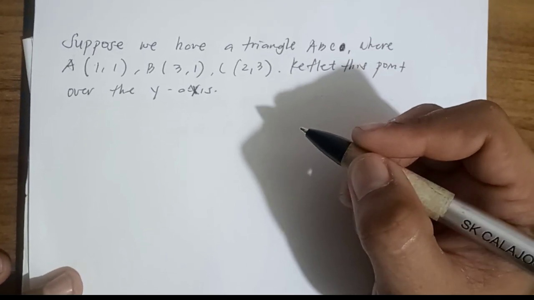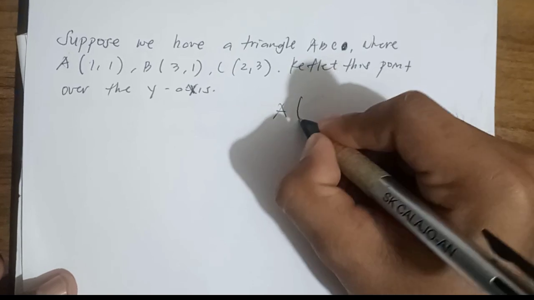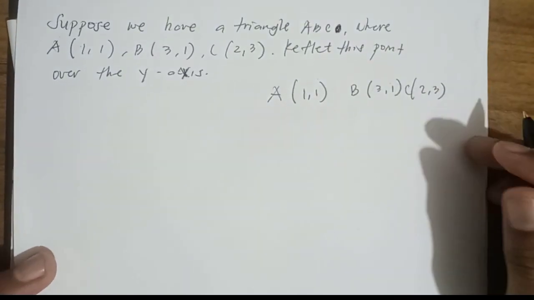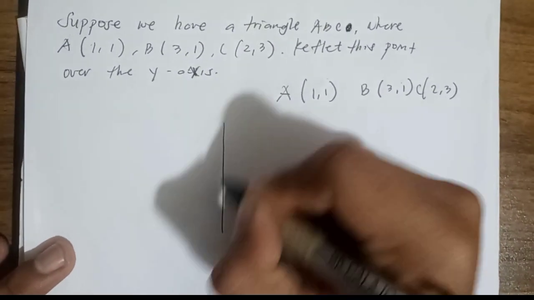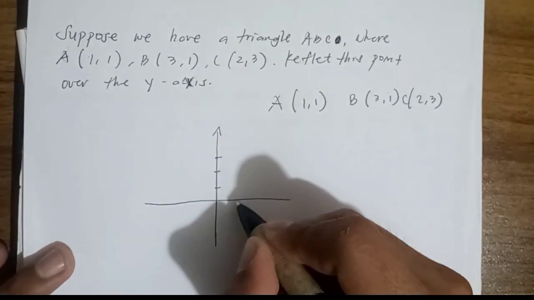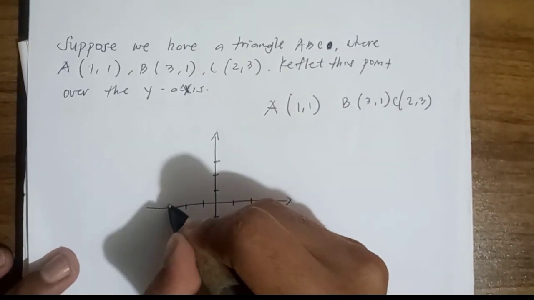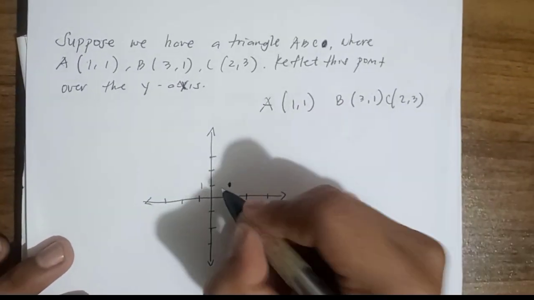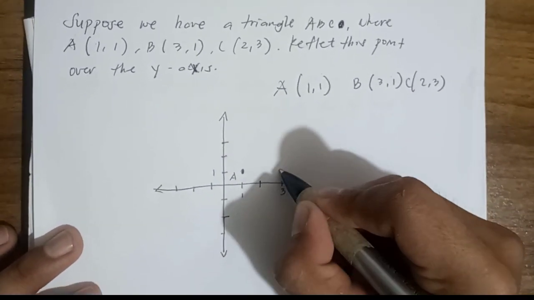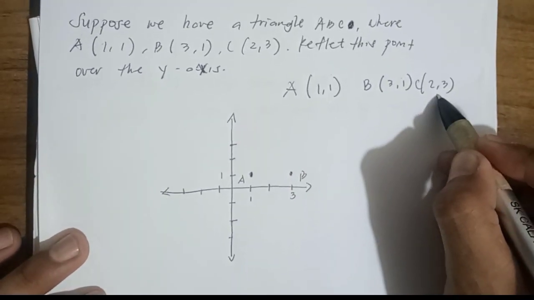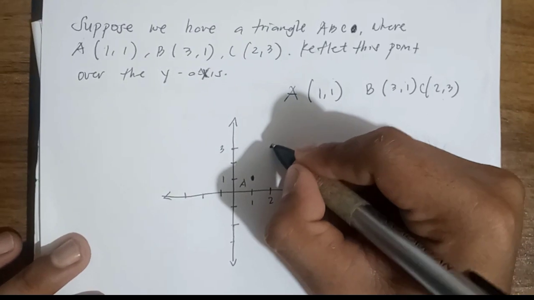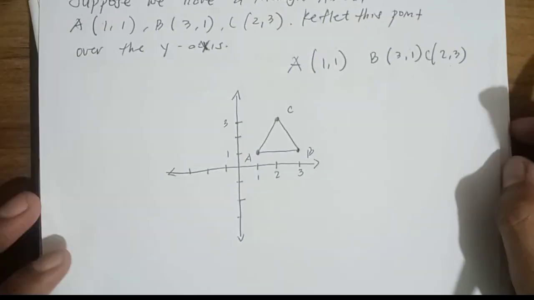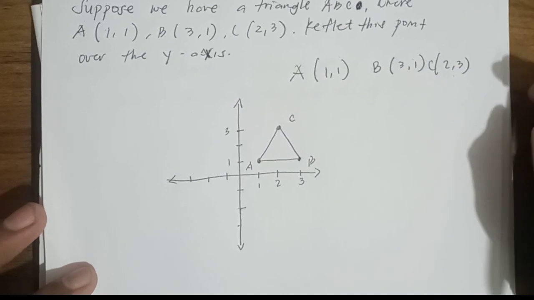We will just copy first the points of the triangle. Now let's plot the points. In point A, we have (1, 1). More or less, it's over here. Point B, (3, 1). More or less, it's over here. Point C, (2, 3). More or less, it's over here. Now, we are going to reflect this triangle across the y-axis.